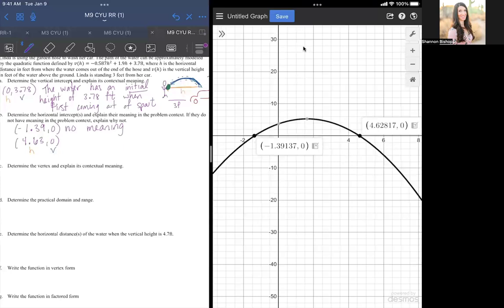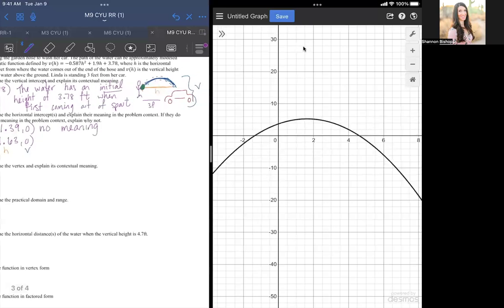Now, the second one does mean that at a distance of 4.63 feet, the water lands on the ground again. But in this particular case, she's standing 3 feet from the car. So if that's when the water hit the ground, it would mean that it overshot the car. So I don't know if that makes sense either. The water's not going to land on the ground. It should be landing on the car. So this one's a little bit sneaky.